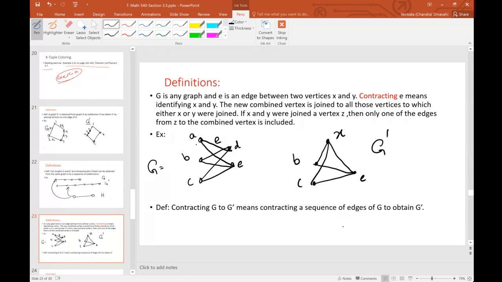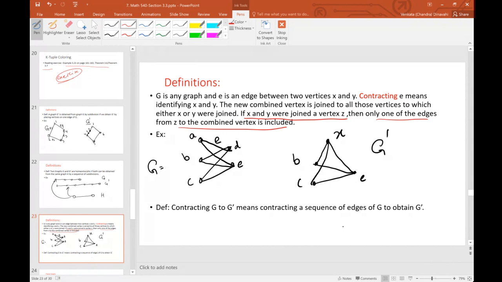For example, if both A and D are connected to some vertex E, then you don't need to draw two edges. You just draw one. That is good enough. That's what this is saying. If both X and Y are joined to a single vertex, then only one of the edges is kept. You don't need to replace them with two edges. That is the meaning of contracting. Contracting G to G prime means, if you do a sequence of contractions and you end up there, then you will say you got G prime by contracting G. It is as simple as that.